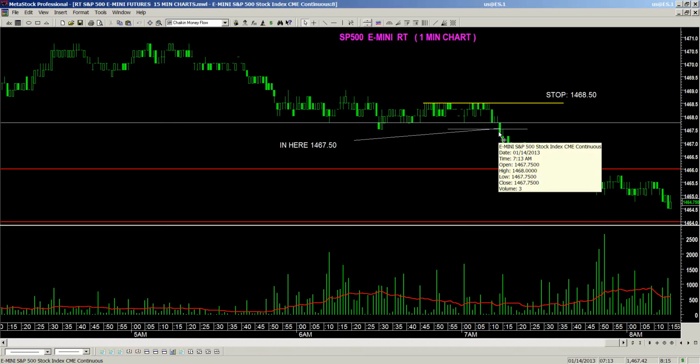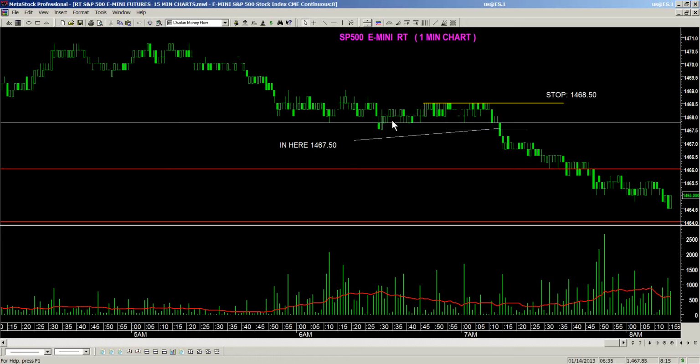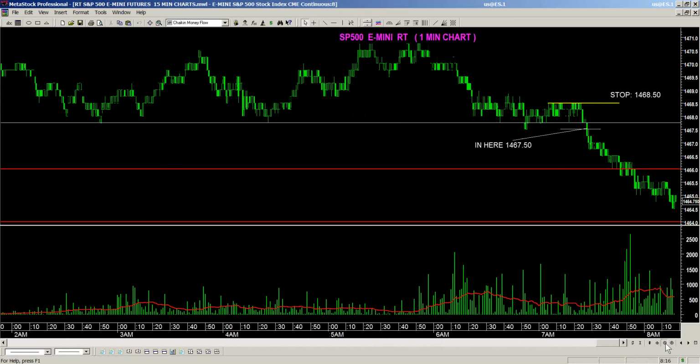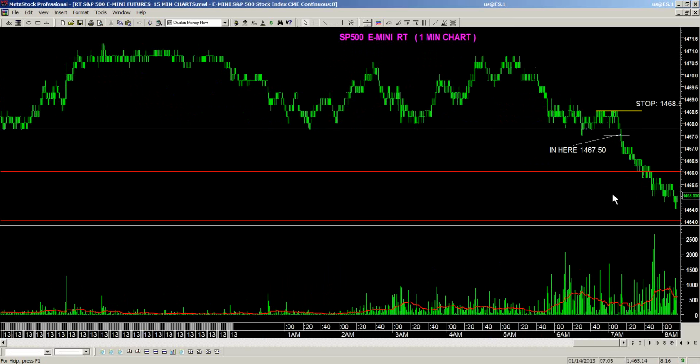7:13 a.m. Excuse me, 7:14 a.m. This was the level prices needed to get through on the 15-minute chart, transferred over onto the 1 minute for entry. Here we are, managing the trade to the downside. Nice hold time. Nice move.